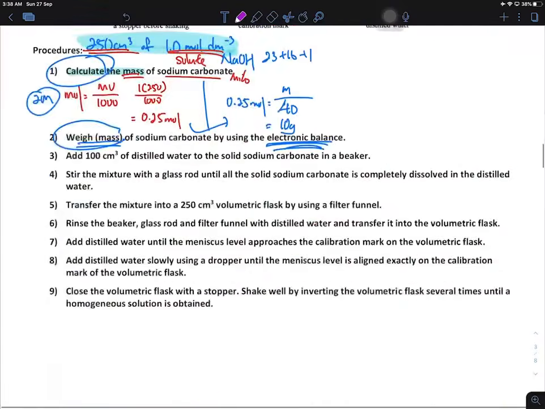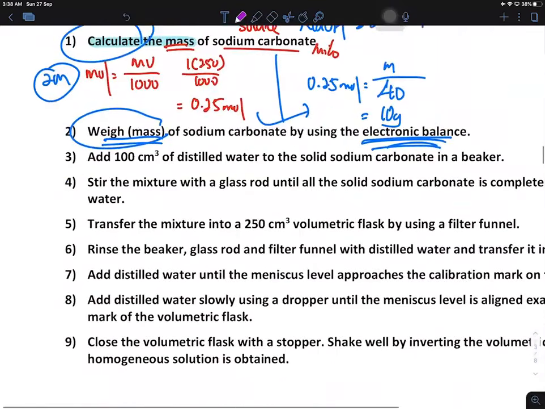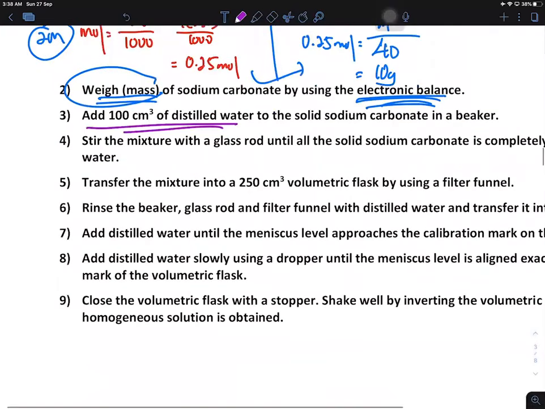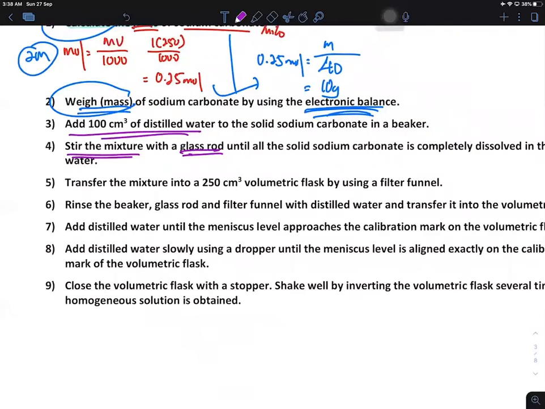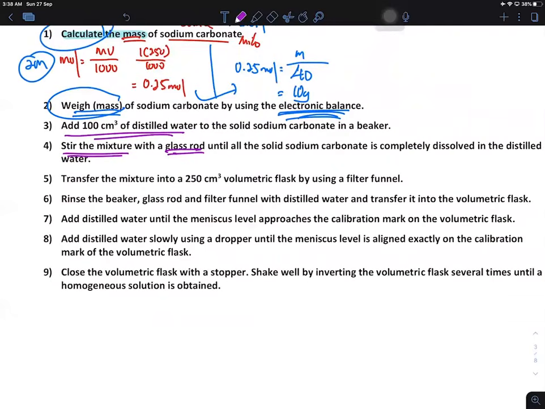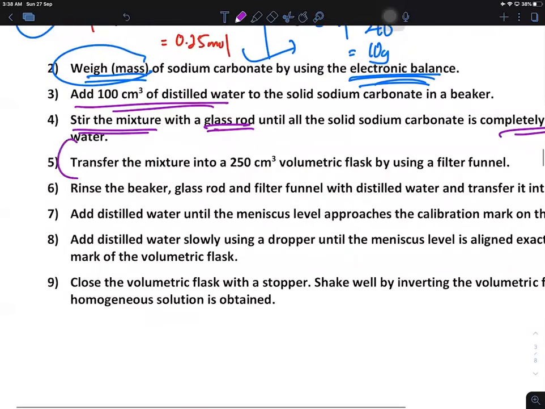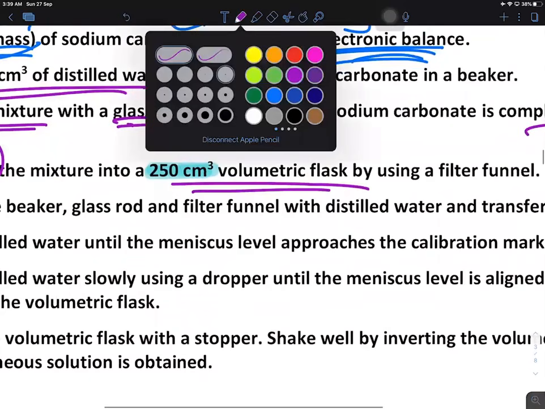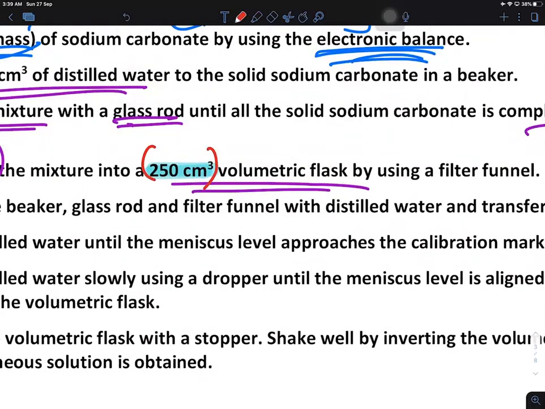So this is what you do next. After adding water, you stir the mixture with a glass rod until all the Milo is dissolved. So after all the Milo is dissolved, you're going to transfer it into a 250 cm cube volumetric flask. Always remember to mention the size of the volumetric flask.